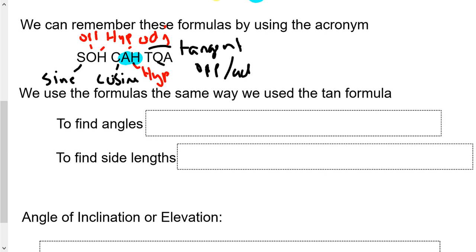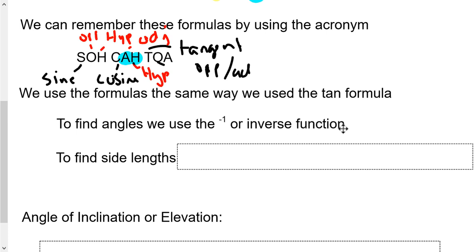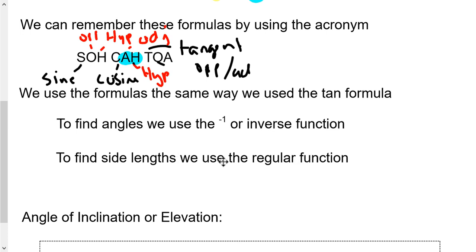We're going to do the exact same thing that we did with tangent when using sine and cosine. We just have different ratios set up, so there are different side lengths that we're comparing. To find the angles, we have to use the inverse: the inverse sine, inverse cosine, or inverse tangent, to isolate that angle. If we find side lengths, that's where we cross multiply, isolate, and use the regular function. We take the sine of the angle. The only time we use the inverse is when we're trying to find that angle.